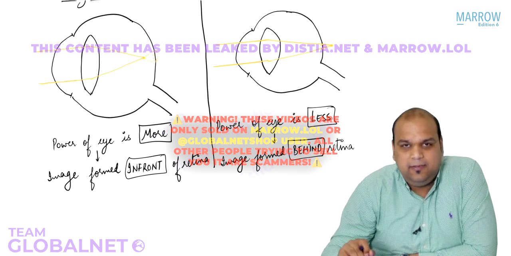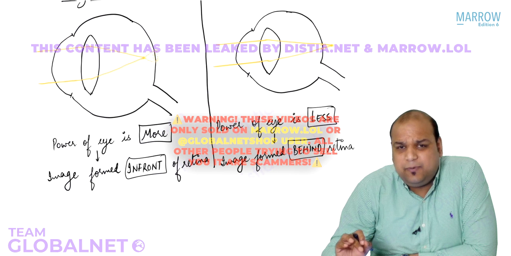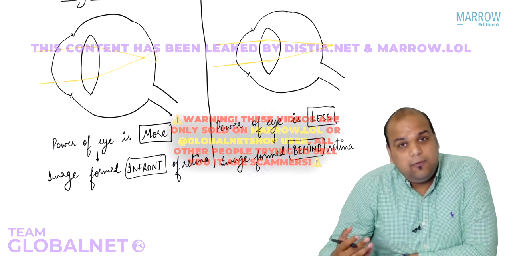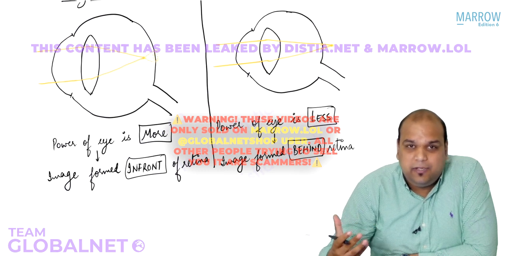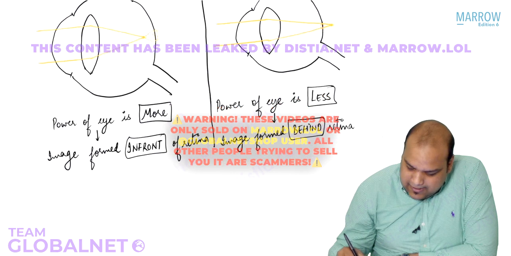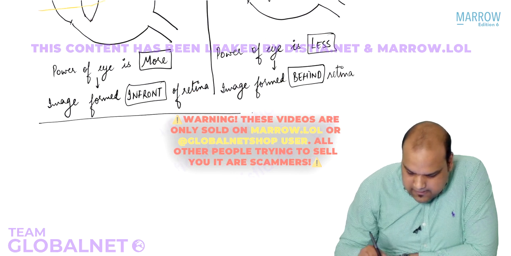Okay, now after we know this much, the question that comes into my mind is, why is the power increasing in myopia, or why is the power decreasing in hypermetropia? The power has to increase or decrease, but what are the causes? So let's see the mechanisms or the causes.